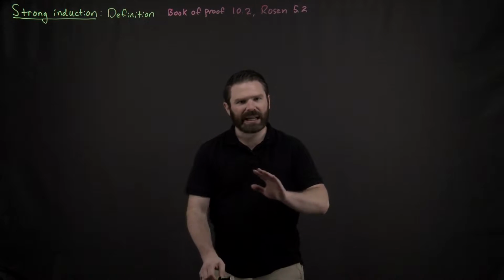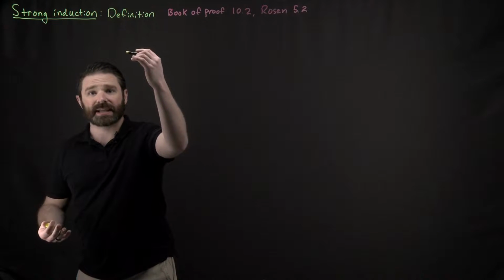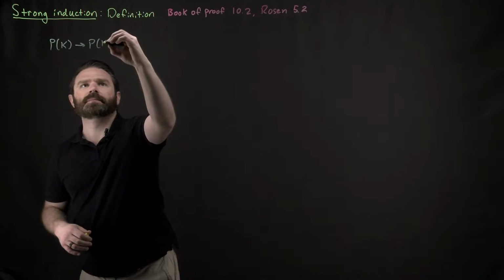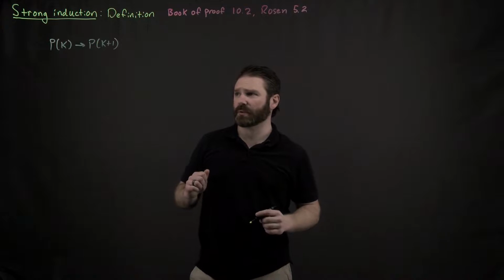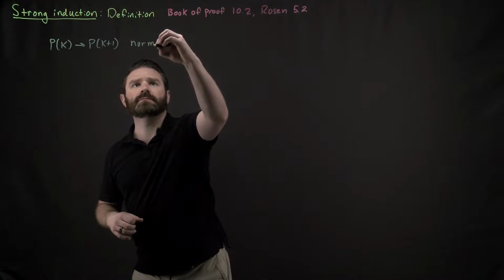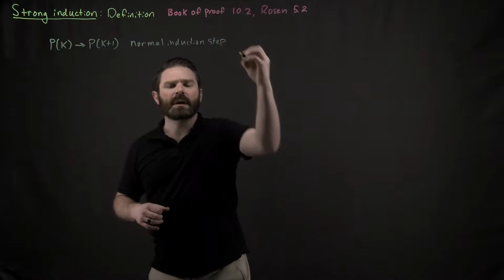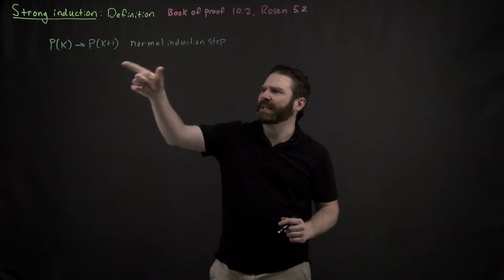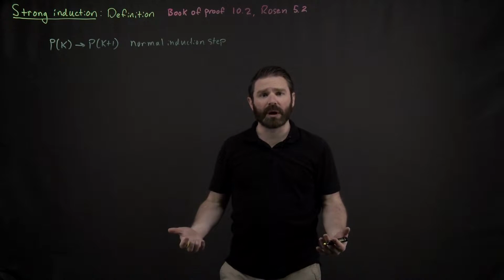In just plain normal induction, we had to prove in the induction step that P of k implies P of k plus 1. We had to do that with normal induction. But what happens if you run into a situation and it turns out to be really difficult to prove that P of k implies P of k plus 1?